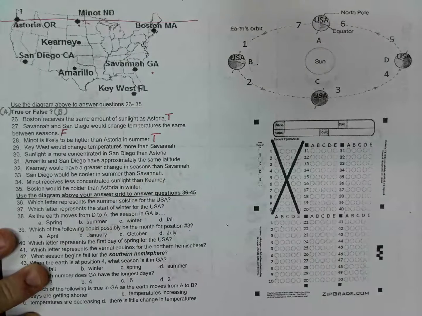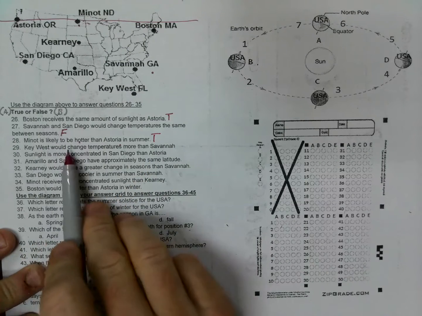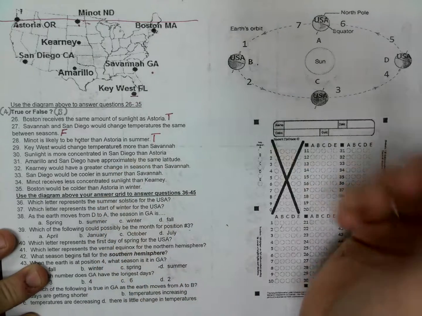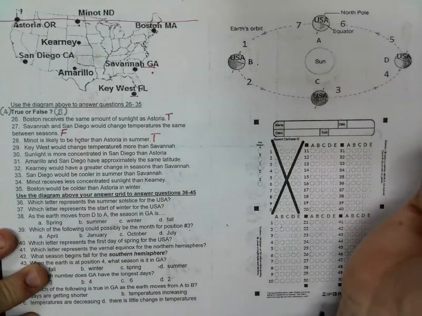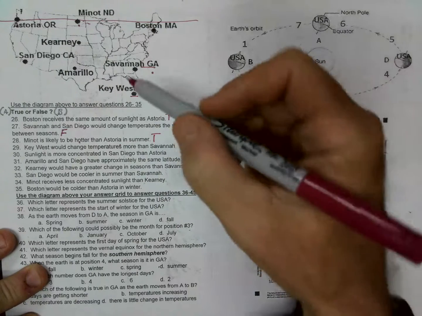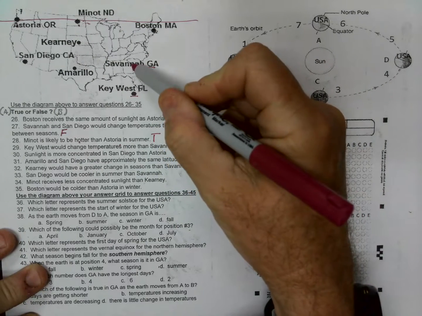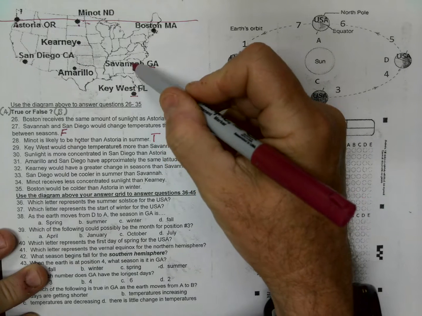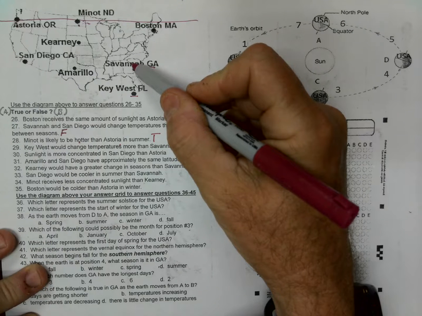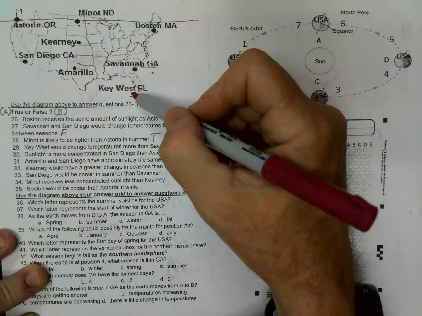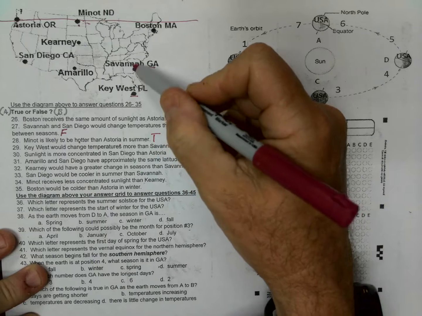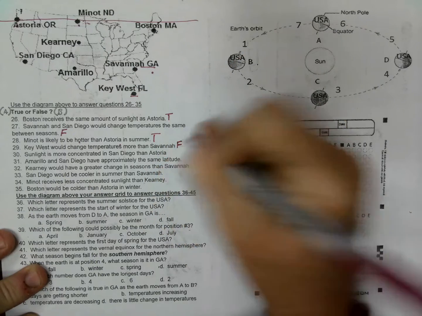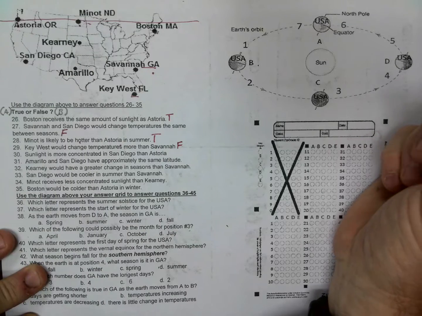That's very definitely true. Key West would change temperatures more than Savannah. Key West is here, Savannah is here. Now they're both on the water. The difference between these is that Savannah is a lot more north. And you know that the further north you go, the more you change temperatures between seasons. So Key West is south of Savannah, so it's going to change temperatures less, which makes that a false statement.